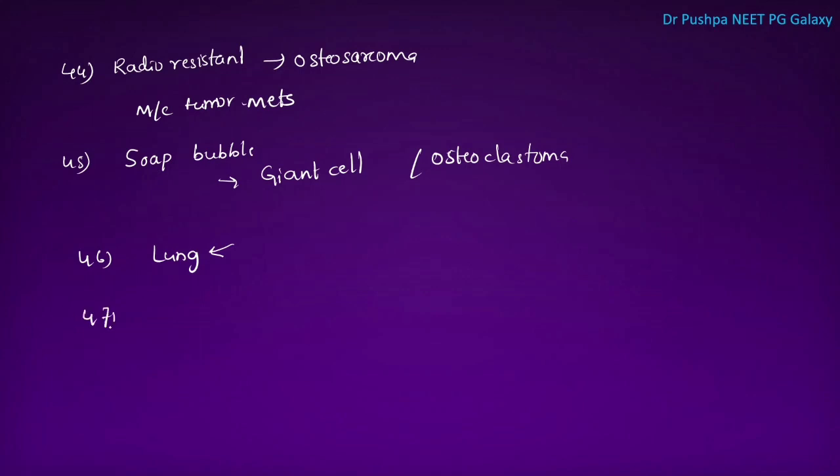Next one is onion skin or onion peel appearance on X-ray. It is seen in which condition? Onion peel appearance on X-ray is seen in Ewing's sarcoma. This onion appearance is due to periosteal reaction.